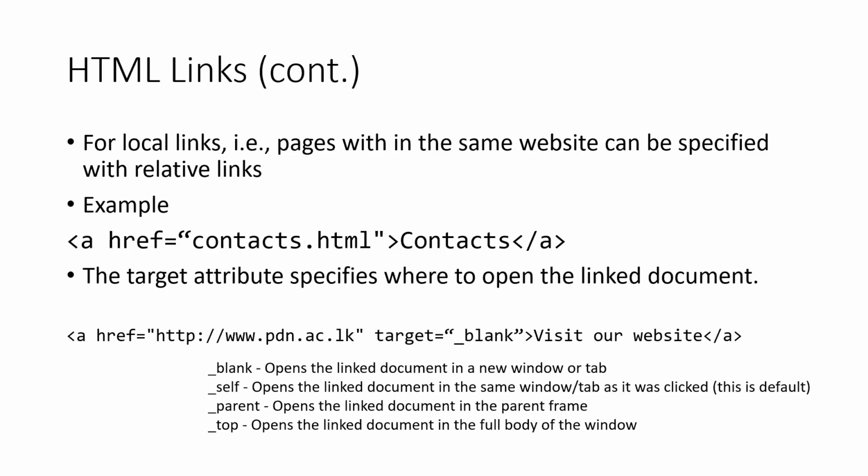And then similarly, the link could be local. That means sometimes you can refer to a document within the web page itself. Whenever you have the target attribute, target blank for example, the document will open in a new window. If you say underscore self, then it is in the same window. Underscore parent will open the linked document in the parent frame. Underscore top opens the linked document in the full body of the window.